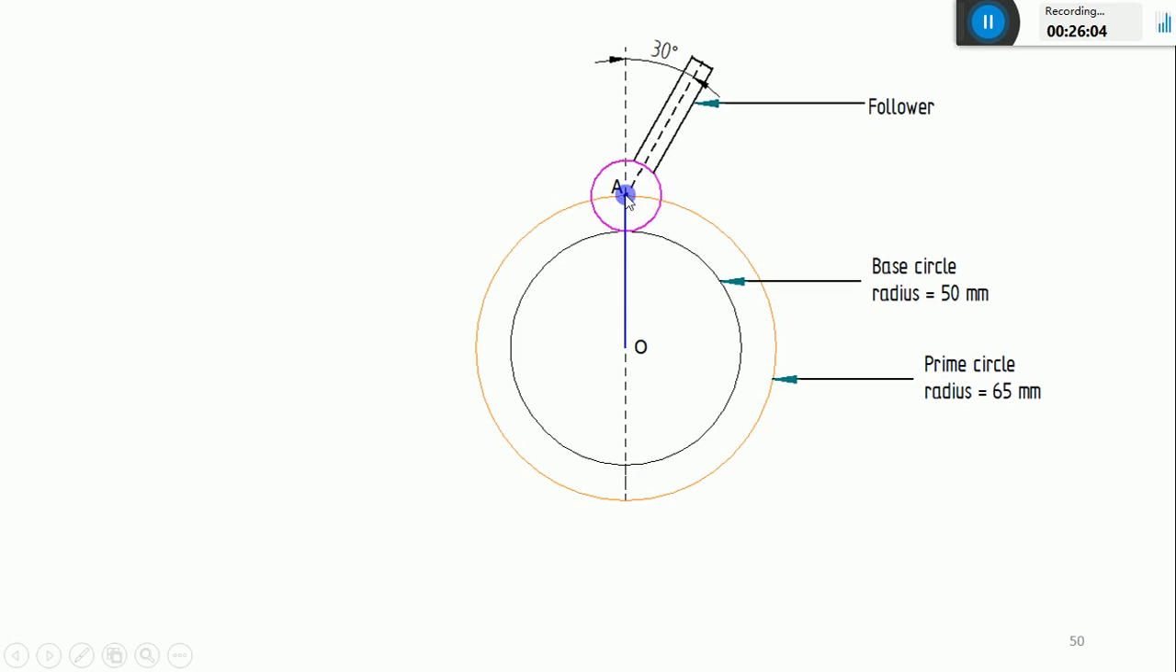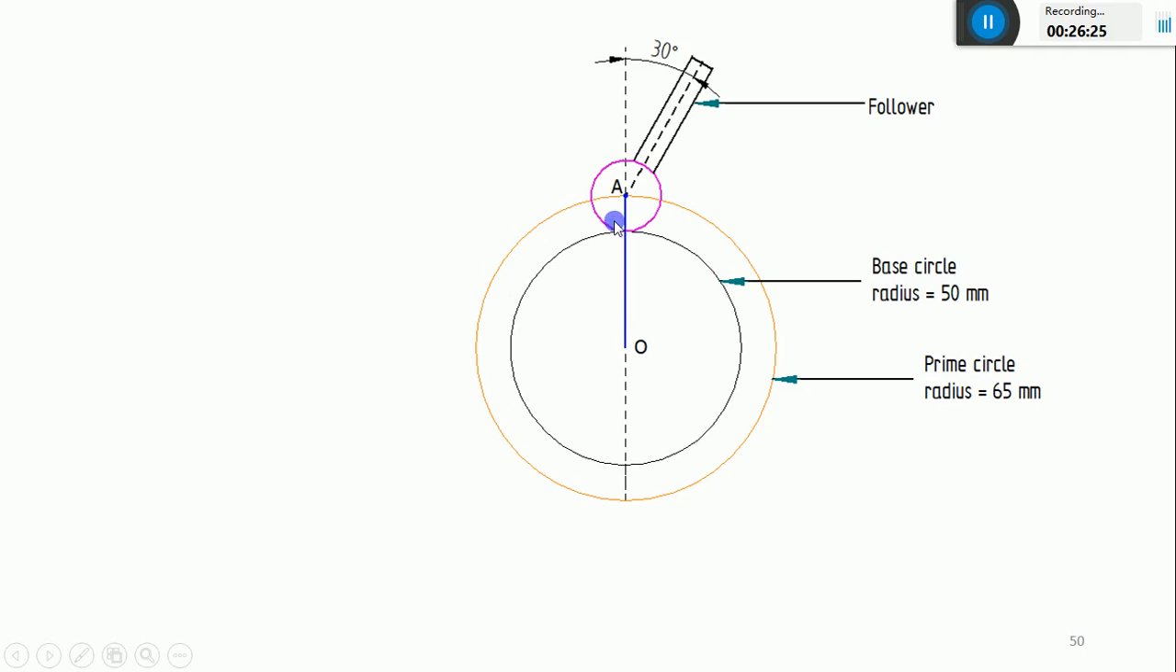After that, I'll join point O and point A. So this will become the first reference line. It is given that the cam is rotating in a clockwise direction like this. It means I need to indicate the angles in a counterclockwise direction. Towards my left, I'll start like this.